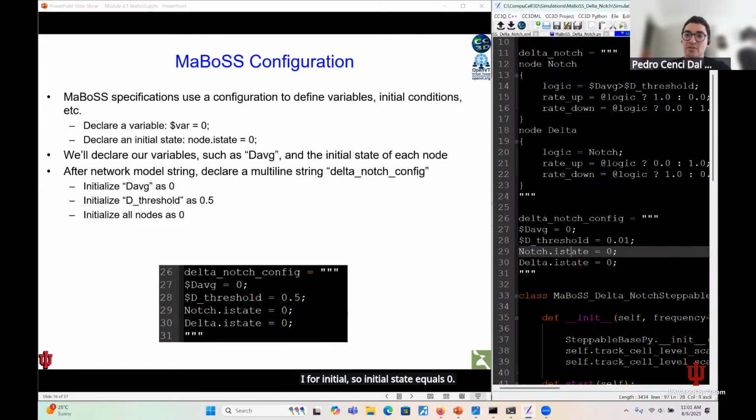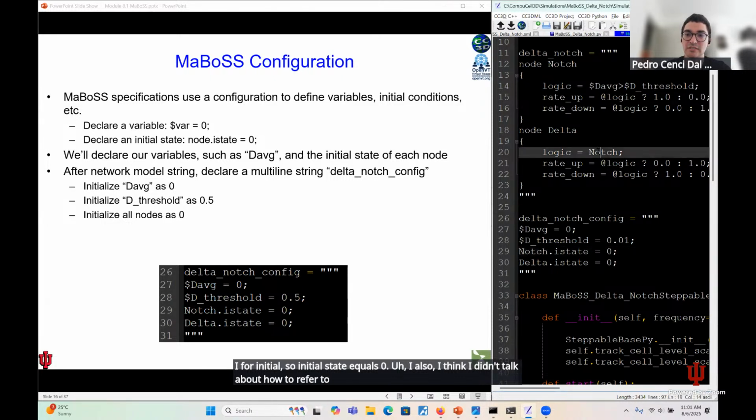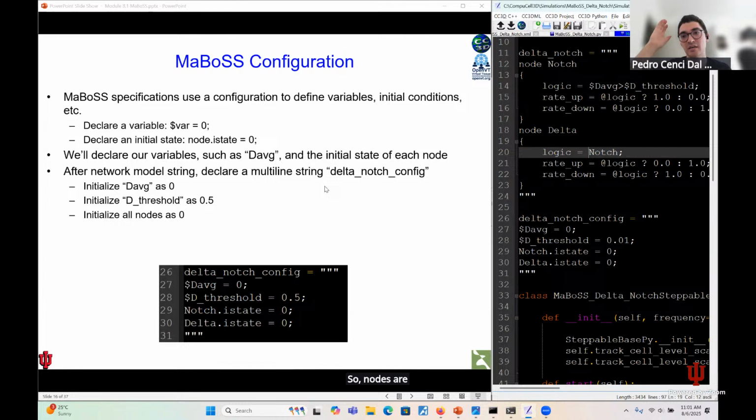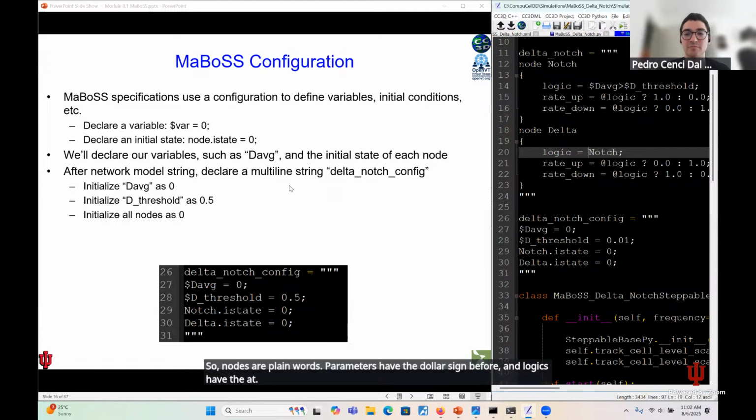I think I didn't talk about how to refer to a node in the logic. It is simply by typing the name of the node with no symbol before. So nodes are plain words. Parameters have the dollar sign before, and logics have the at symbol before.